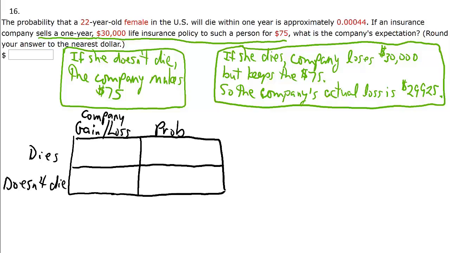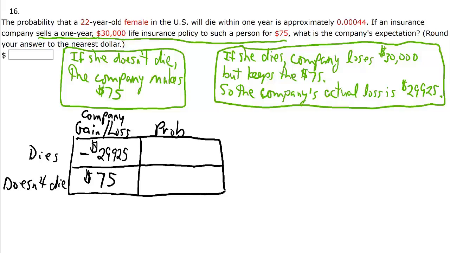We need a column for the company's gain or loss. We're looking at this from the company's point of view, so it's the company's gain or loss, and then we need a probability column. And of course, the rows have to do with whether the 22-year-old female dies or doesn't die. If we can fill in that table, we're halfway there, or probably more than halfway there. As we said earlier, the company loses $29,925 if she dies in that 1 year period. So it's a negative $29,925. If she doesn't die, they make a profit of $75, which is the premium that she paid to get the policy.